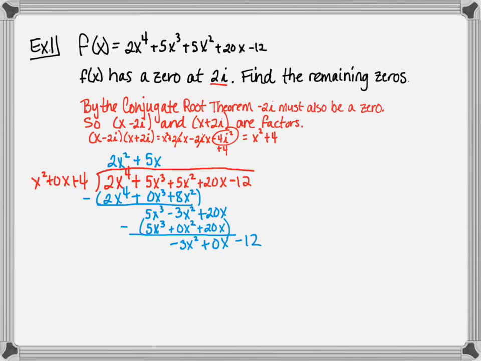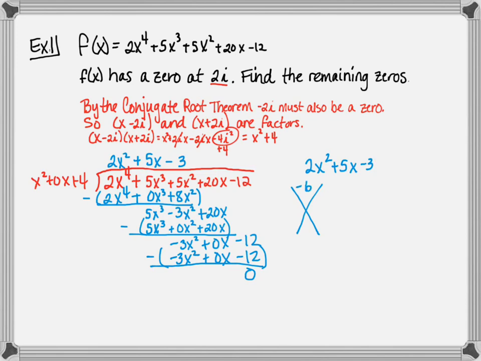Okay, what times x squared equals negative 3x squared? Negative 3. Let's multiply. Negative 3 times x squared is negative 3x squared. Negative 3 times 0x is 0x. Negative 3 times 4 is negative 12. Let's subtract. And we get 0. So 2x squared plus 5x minus 3 is our quotient. Let's factor this.